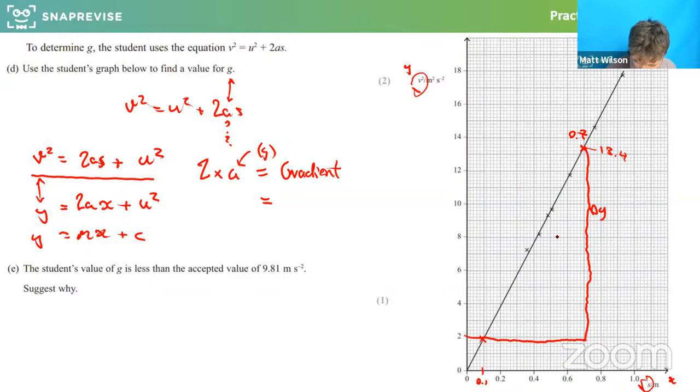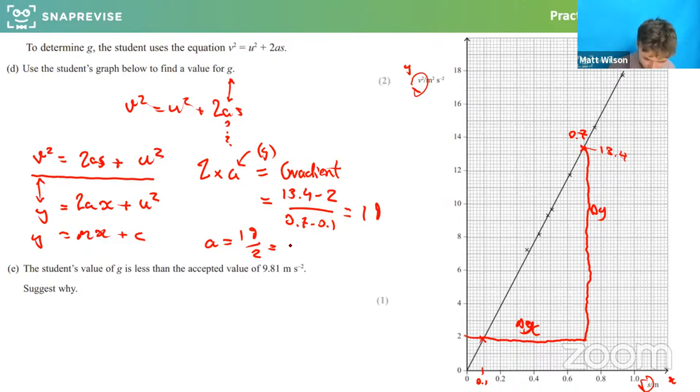If I look at this change in y over change in x, what I'm going to get is a change in y of 13.4 minus 2 over a change in x of, let's draw that change in x properly, 0.7 minus 0.1. Chuck that in a calculator and you'll get around 19. And that's good news because that means the acceleration we find, or g, will be 19 over 2, which is in fact 9.5. And we know, as they mentioned in the next question, that g is usually taken to be 9.81.